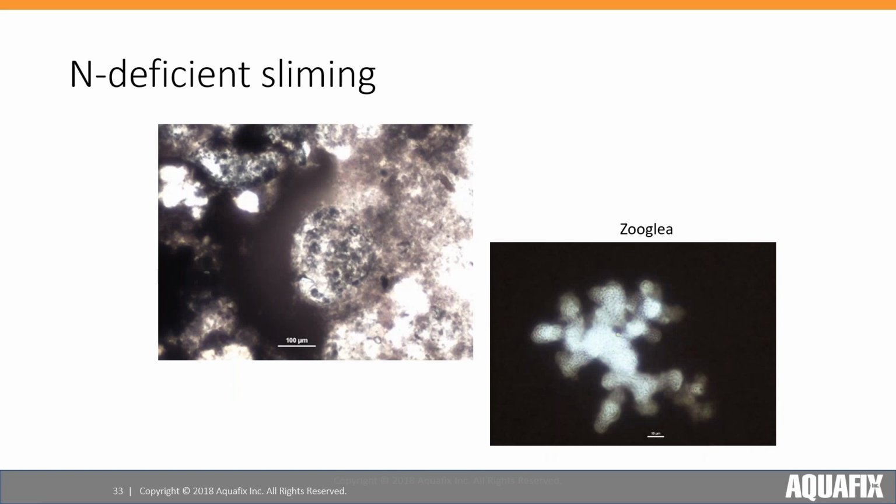Oh, one more thing. Adding more nitrogen in this situation doesn't cause many problems. In fact, once you add a little bit more nitrogen, the slime starts to thin out and you lose the zooglobial structures and everything tends to settle a little faster.